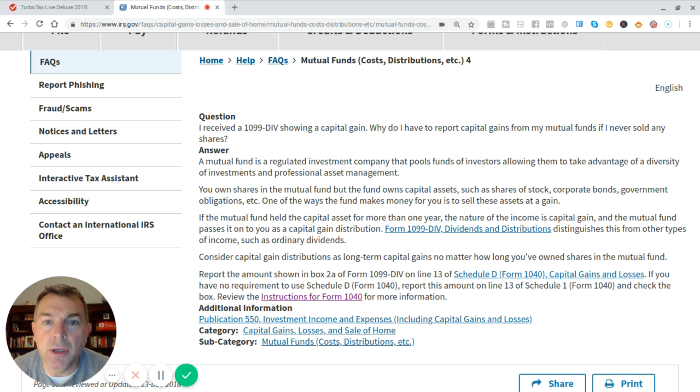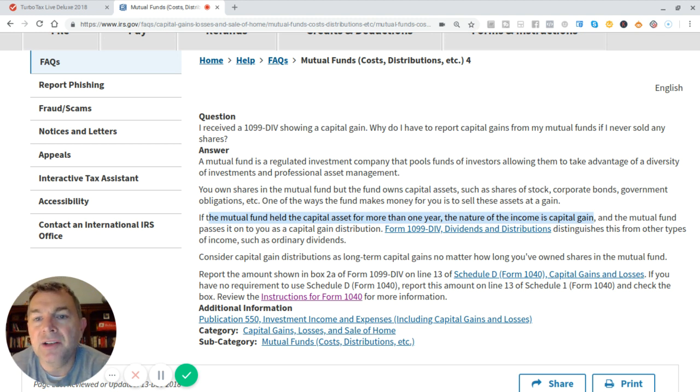You own shares of the mutual fund, but the fund owns capital assets such as the shares of stocks. One of the ways the fund makes money for you is to sell these assets at a gain. If the mutual fund held a capital gain for more than 1 year, the nature of the income is capital gain, and the mutual fund passes it on to you as a capital gain distribution.